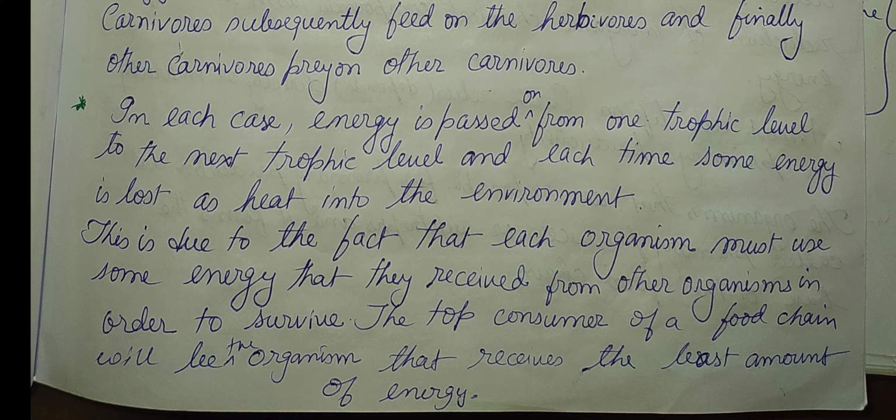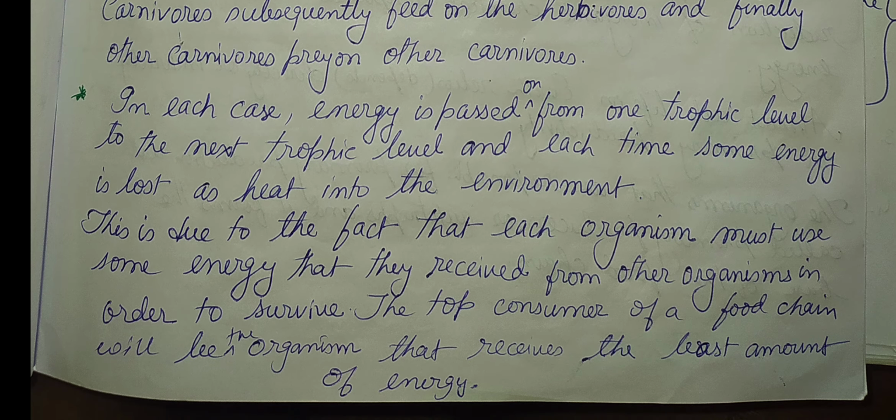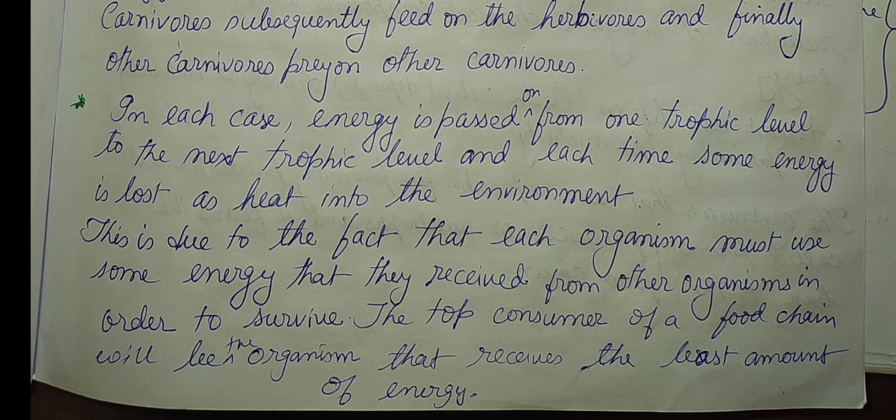Why is this happening? This is due to the fact that each organism must use some of the energy that they receive from other organisms in order to survive. Suppose the herbivore has eaten a certain plant which has stored some energy in its biomass. When that herbivore is consuming that particular plant, the autotroph, what will happen? They have to oxidize that organic matter so that they can break it down into simple substances, which they can use to make their own functional parts.